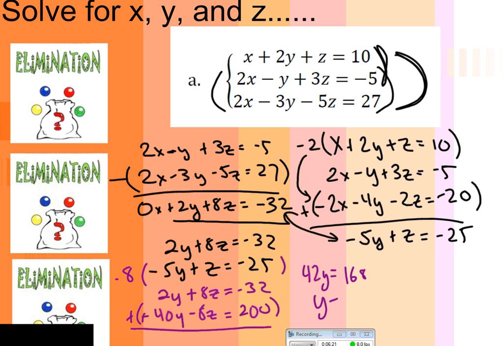So y is going to be 4. Okay, so I got y. I got 1 out of the 3. So here's all I do. If y equals 4, put it back into one of these equations.